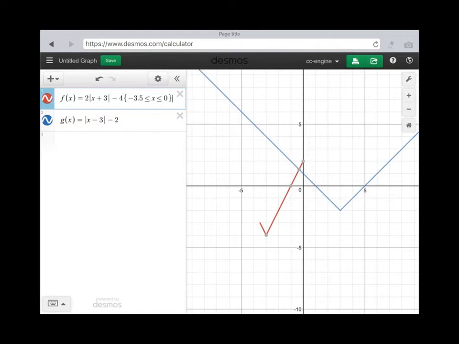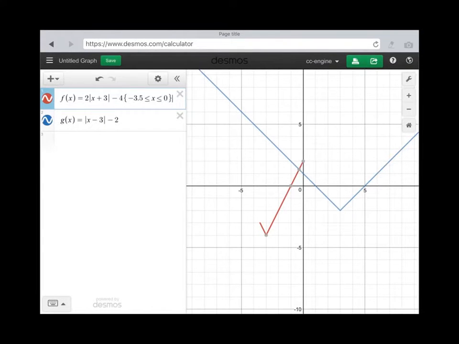Okay, so now you'll notice that I added this extra little piece here on my equation so that it would show the restriction that I gave it. And sure enough, that's the only part of my V that is showing.